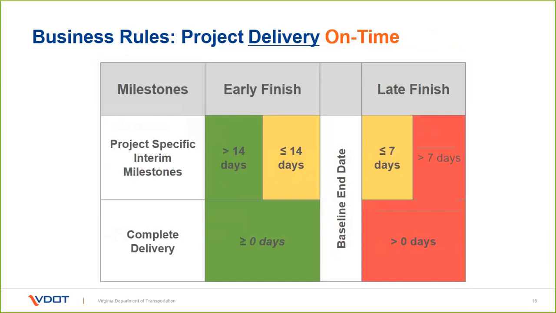But as of right now, if a milestone finishes within 7 days after the end of the milestone date, it can be yellow. Anything after that is red. Now, of course, for complete delivery, the original specified completion date has to be met, or it's red. So that's a little bit of background on that one.